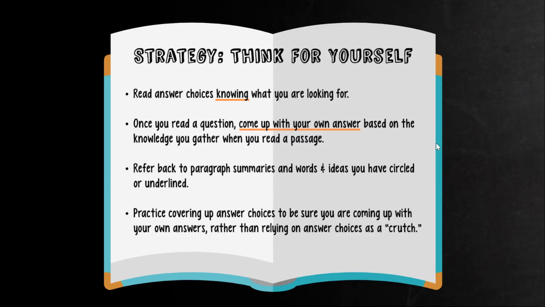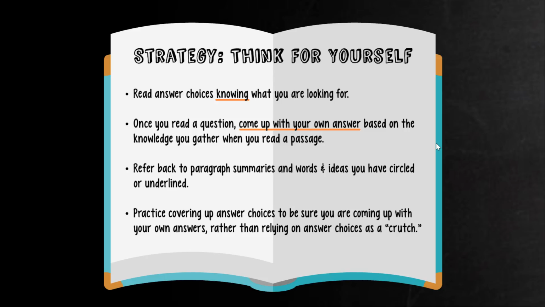Think for yourself. Read answer choices knowing what you are looking for. Once you read a question, come up with your own answer. This is a good strategy for students because people tend to rely on the question and answer choices as a crutch, so we're trying to encourage students to come up with their own answer first and compare what they think of with the actual answer choices. Chances are that if they come up with something on their own and they see that as an answer choice, that may be the correct answer.